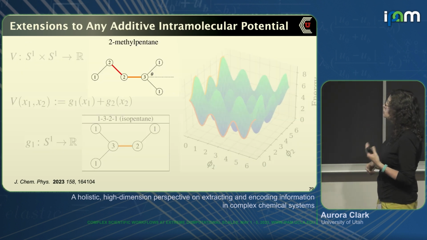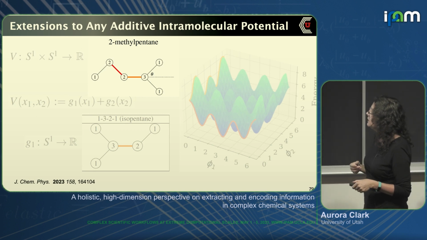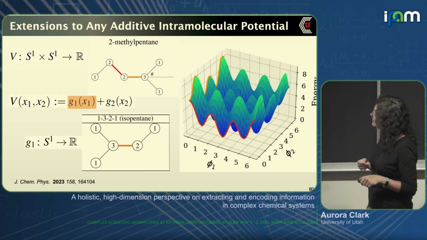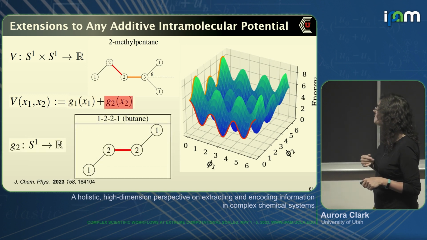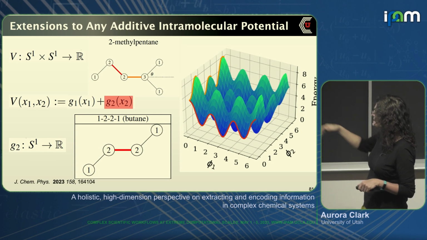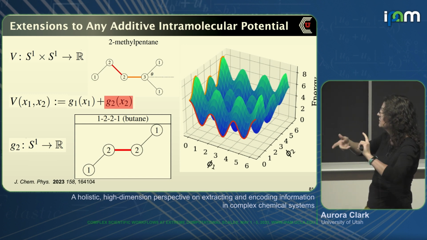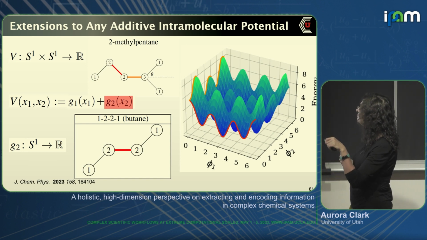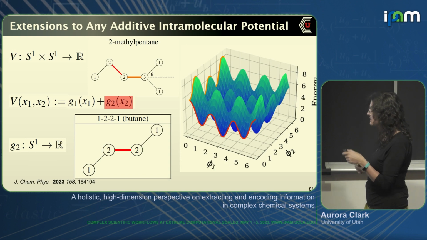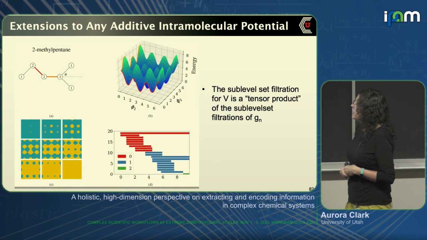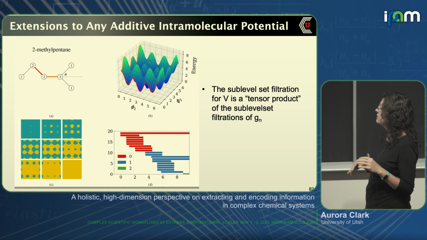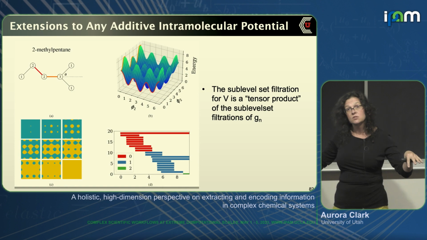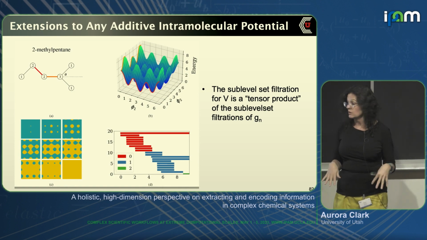So let's just take, for example, 2-methylpentane. 2-methylpentane has a potential energy function that is made up of isobutane's dihedral angle as well as butane's dihedral angle. And you can kind of see this if we take slices of the potential energy landscape for the conformational degrees of freedom of this molecule. If we slice along this dimension, it's slicing along butane. If we slice along this dimension, we're slicing along isobutane. And so basically, if we think about the sublevel set filtration for this molecule, it's a tensor product of the sublevel set filtrations of those building block functions themselves.